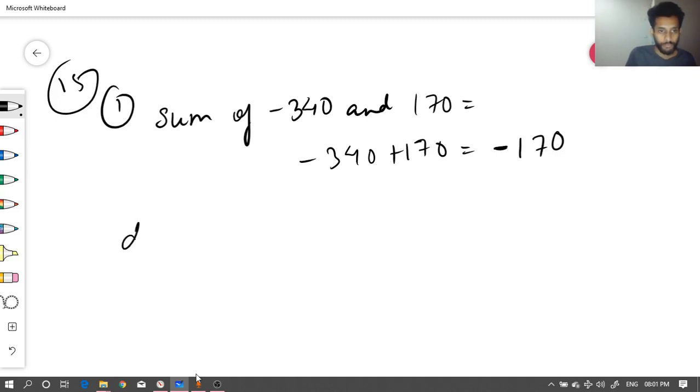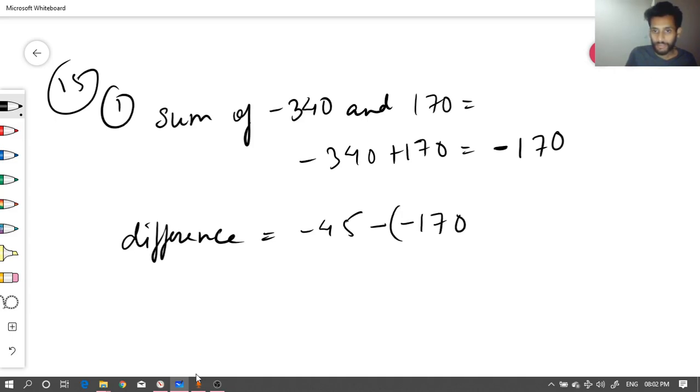So now we have to find the difference. If you find the difference, or the subtraction, what will it be? We have to subtract this from minus 45. So minus 45 will be in front and this one will be at the back, so it is minus 45 plus 170. So the result will be minus plus, and when we subtract this, it will be 5.